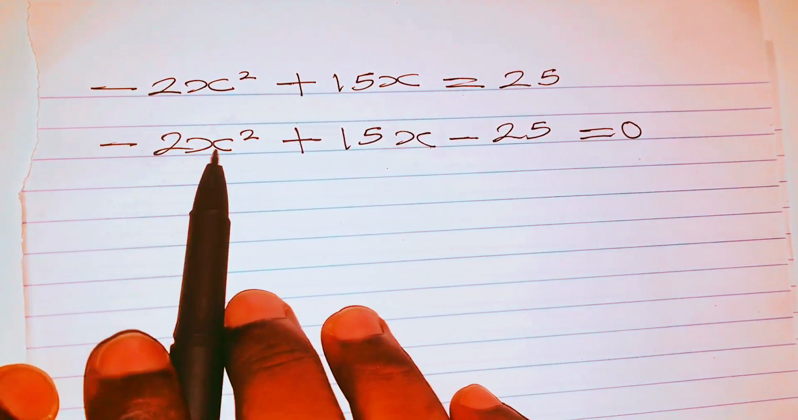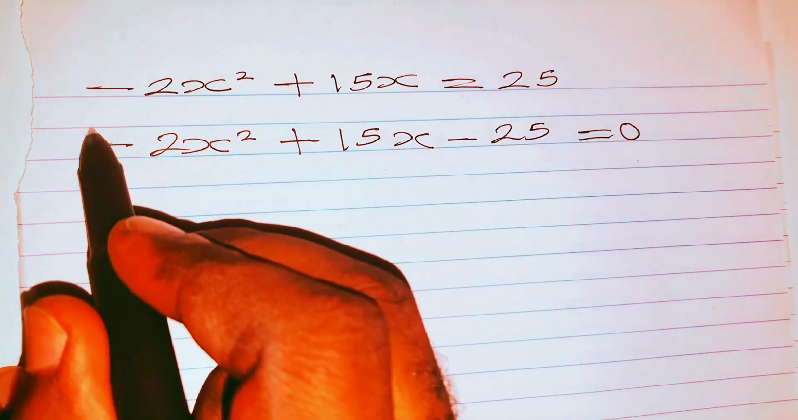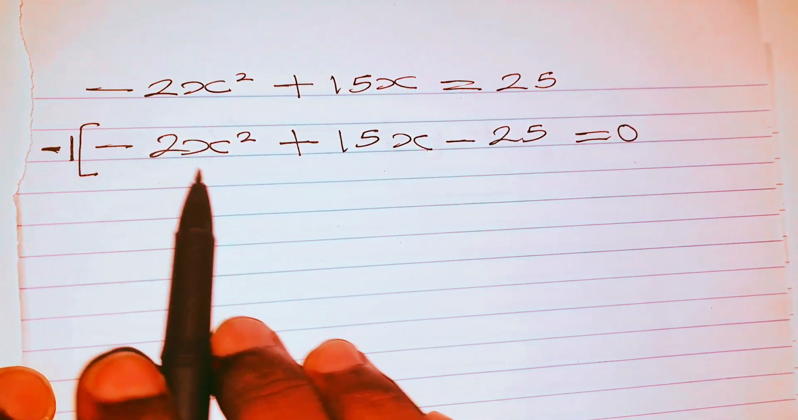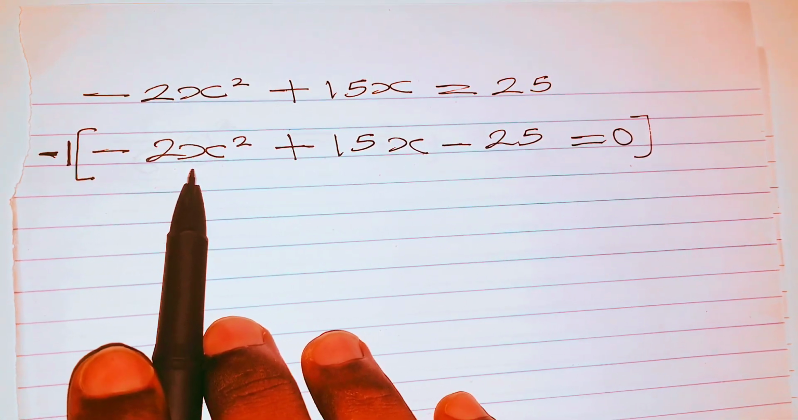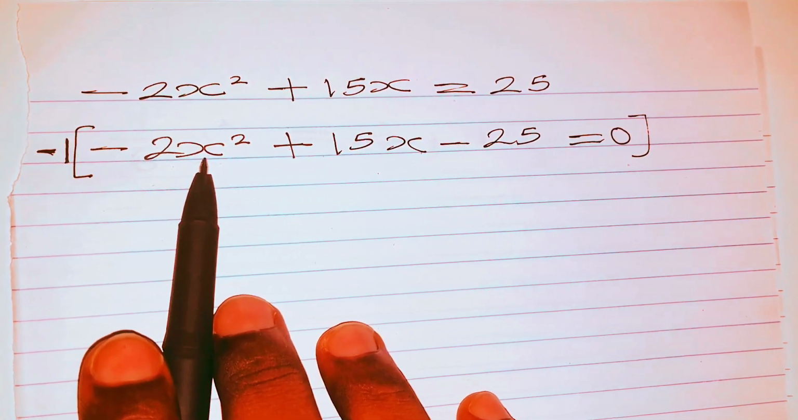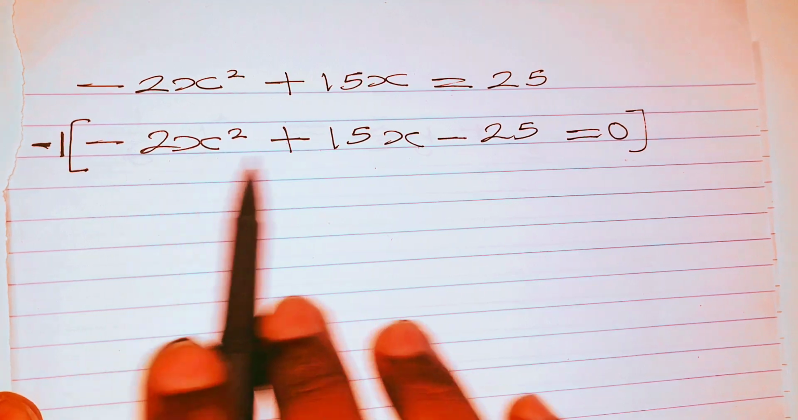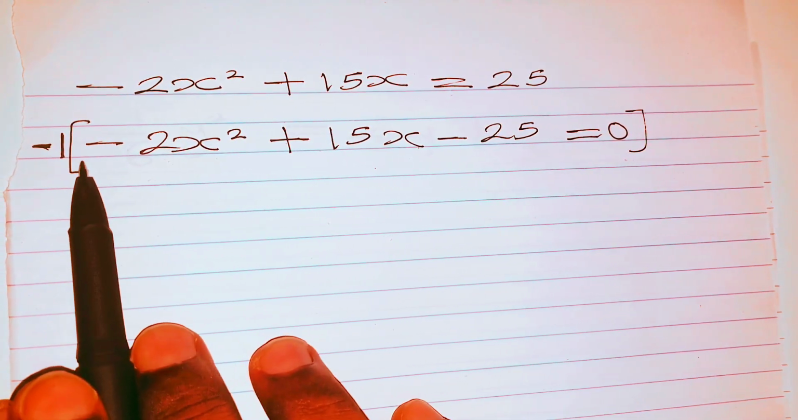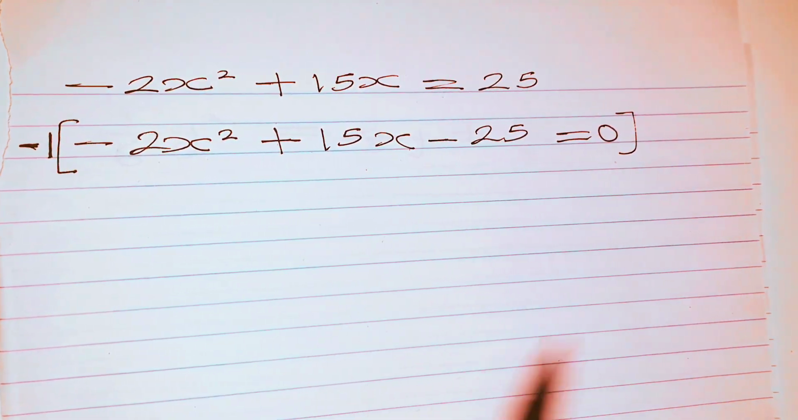So what can we do to make it positive now that we have minus 2 as the coefficient of x squared? We can just multiply all the terms in the quadratic equation by negative 1, just for the purpose of making the coefficient of x squared positive. It's not as if it cannot be factorized even though it's a negative value, but it's easier for the quadratic equation to be factorized if the coefficient of x squared is positive, and hence we need to multiply all the terms of the quadratic equation by minus 1.